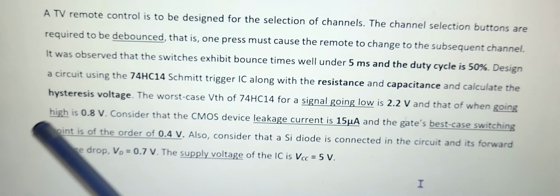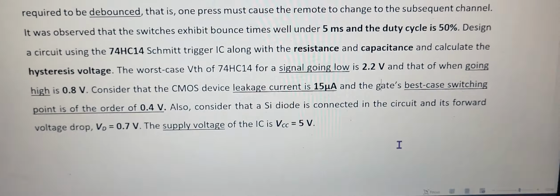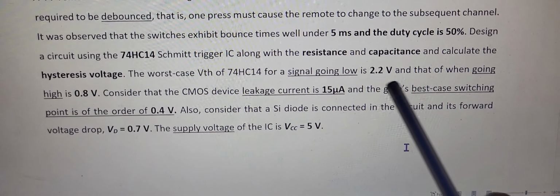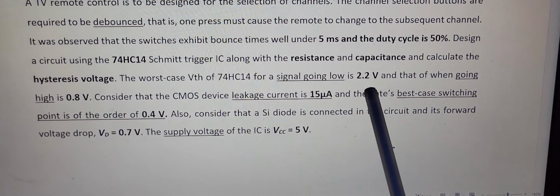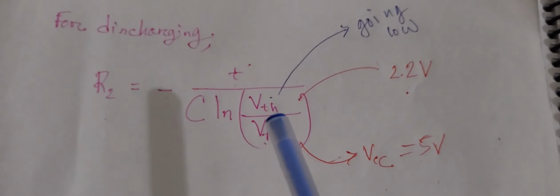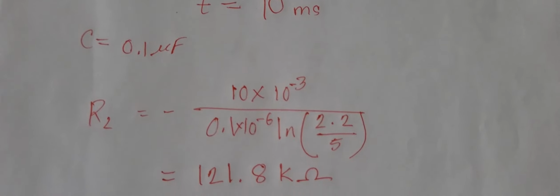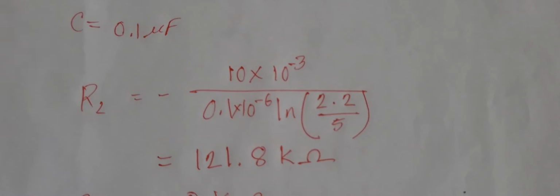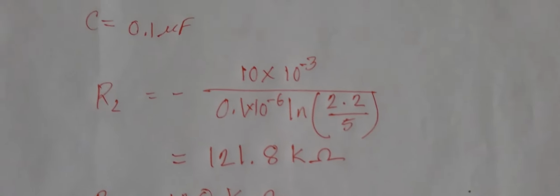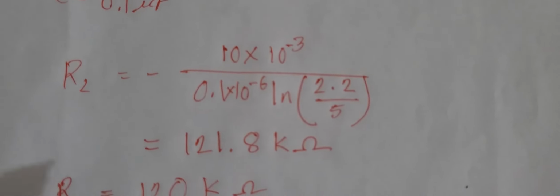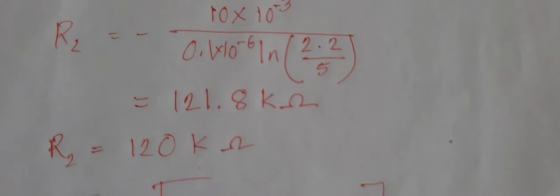So here let's see the problem. If you focus correctly, you can see the value is mentioned here. Signal going low is 2.2 volt, so we'll be using it. Here you can see the threshold equals 2.2 volt, and as I mentioned earlier, VCC will be 5 volt. Putting all these values into this equation, we will find R2 equal to 120 kilo ohm. For taking an absolute value, we have taken 120 kilo ohm.